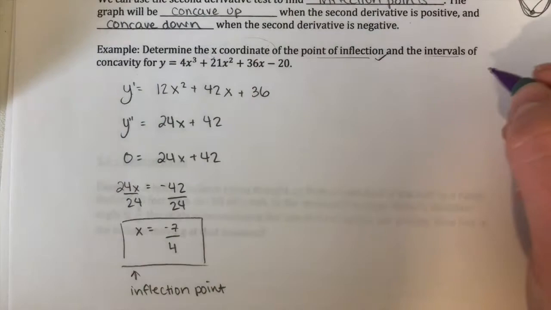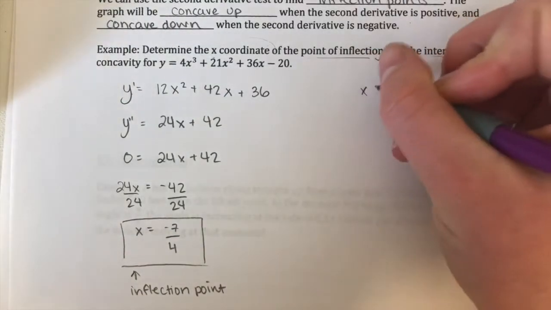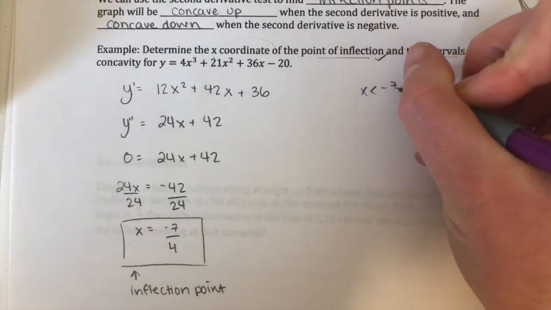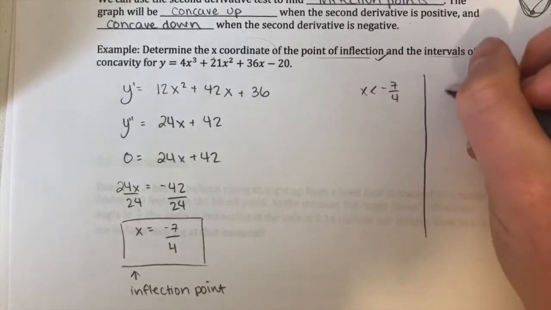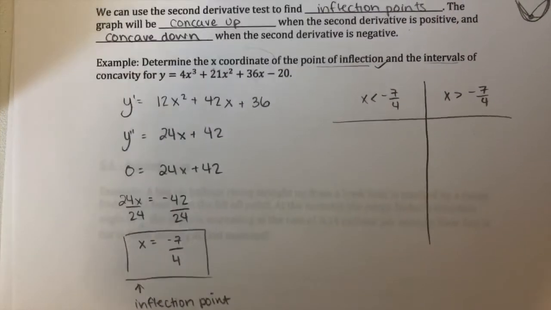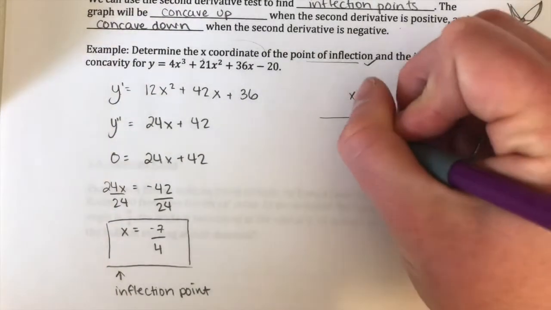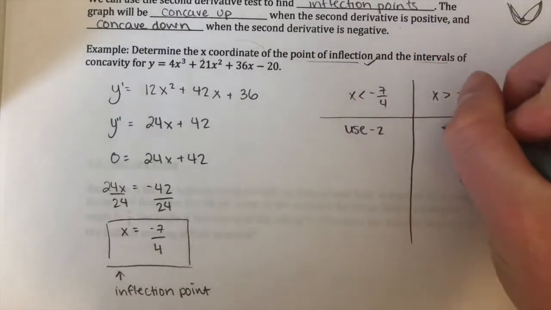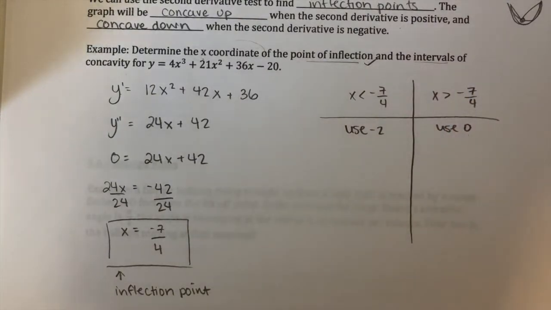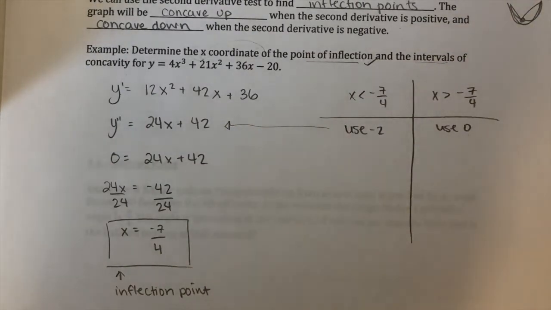so we've done that. And then the intervals of concavity, we want to know where is concave up and where is concave down, so that's where we're going to make our little chart. So x is either less than negative 7 over 4 or x is greater than negative 7 over 4. And I gave myself enough room this time to actually show you plugging in a value, but I know you guys know how to do that. So I'm going to use negative 2 and 0 because those are pretty easy numbers. So we're plugging this into y double prime, right? Because we want to know if the second derivative is positive or negative.